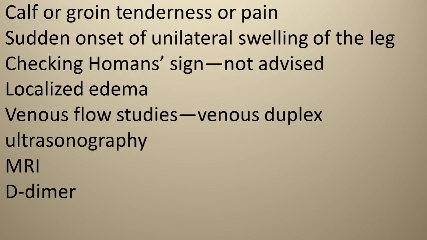Again, how we assess and look at venous problems is calf or groin tenderness or pain, sudden onset of unilateral swelling of the leg. Homans' sign used to be a true indication of venous problems, or maybe a clot in the calf, a DVT, but really we have seen along the way that it has proved to be not so diagnostic of somebody developing a DVT. Localized edema, venous flow studies, and venous duplex ultrasonography. Even an MRI, and patients that have high D-dimers are much more prone to venous disease.